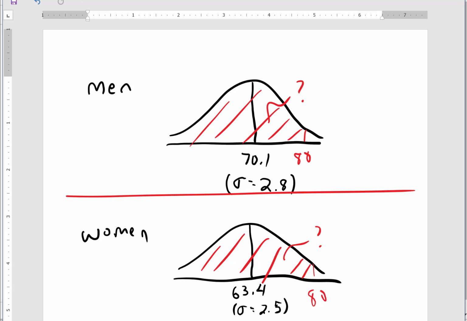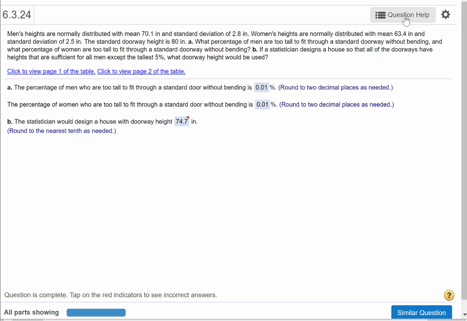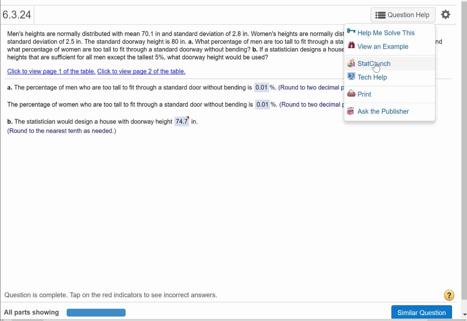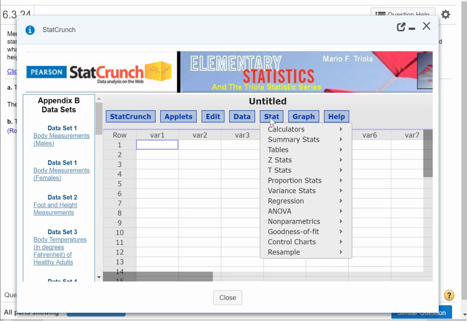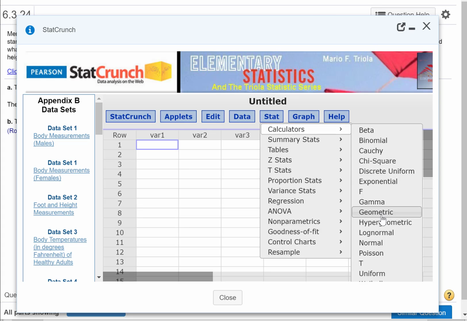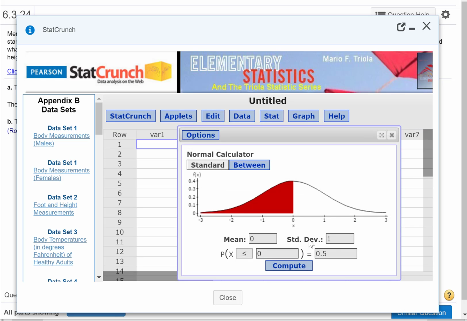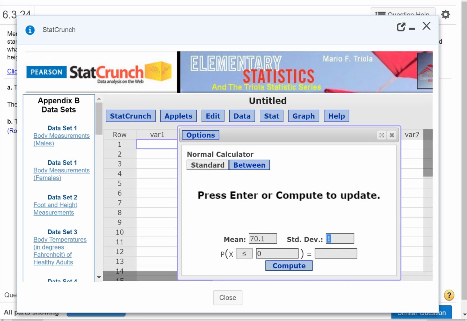Let's use StatCrunch to do this. So within the question help and StatCrunch, I'm going to go Stat, Calculators, and select Normal. So let's do the men first. Got the mean here of 70.1, standard deviation of 2.8, and we want to know less than 80.